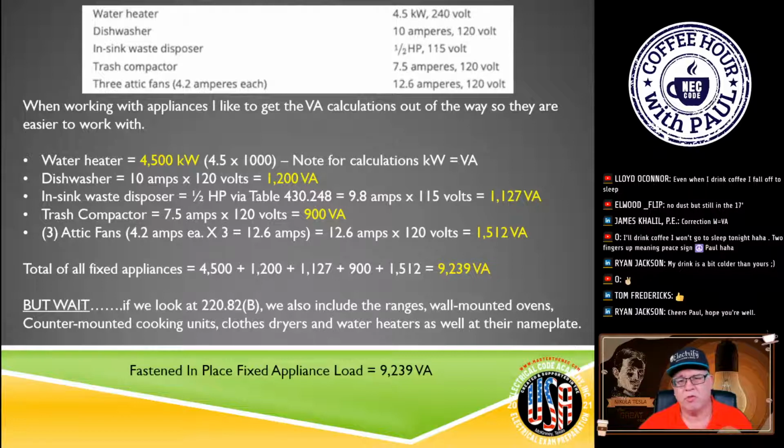All right. So 12.6 amps, that accounts for all 3 of them, times 120 volts, that's 1,512 VA. All right, so all these are all of our fixed appliances so far, right? So far. So this is 4,500, 1,200, 1,127, 900, and 1,512. Should be 9,239. Don't trust me. Check the math. Verify for yourself. But we're not done, okay? Now, I can show you that, because we're going to go look at the code.